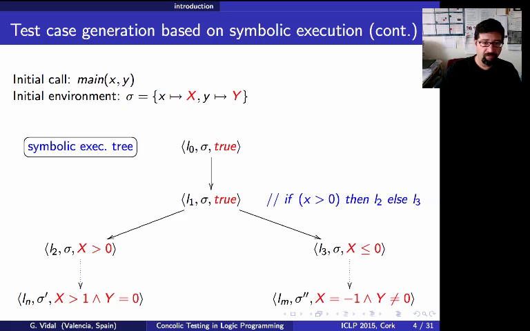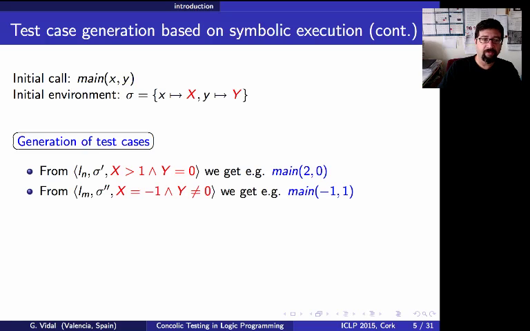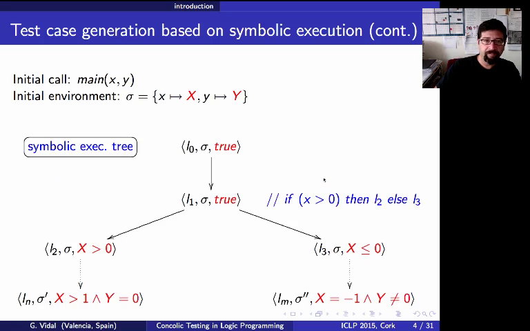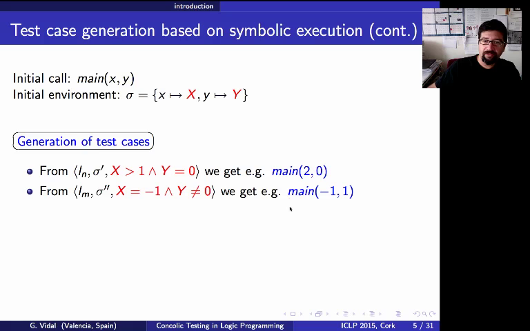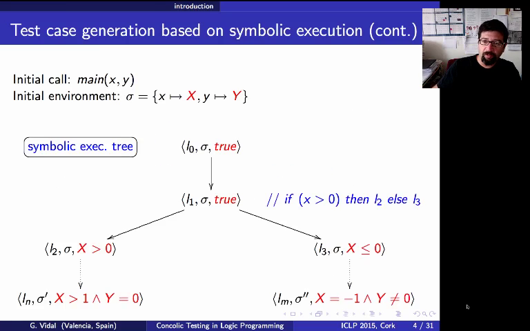So what's the idea? Once we have finished the construction of the tree, we should produce the test cases. For that, we only need to solve the constraints in the leaves of this tree. So we had two leaves, this one and this one, and by solving the constraints, for instance, we might get two test cases like these ones here. So what's the point? By executing main(2,0), we are sure we will reach this point. And by executing the other initial call, main(-1,1), we know that we will reach this point here. Okay, so that's why the test cases generated by symbolic execution usually achieve a very good program coverage.